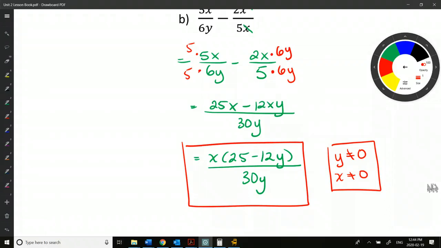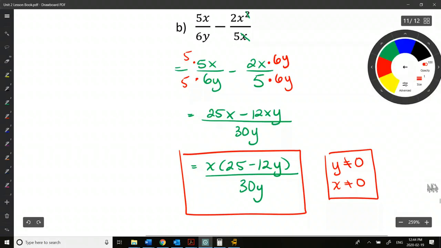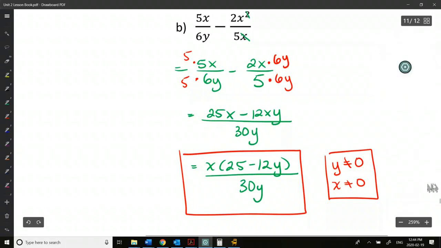Even after you finish the question, you still have to do the restrictions on like the first part? Any variable that was in the denominator at any time will have restrictions. So it's good to start a little restriction list as soon as you start and add to it as we go and find them. Yeah, exactly, for sure. Cool. Any questions on this one, guys?